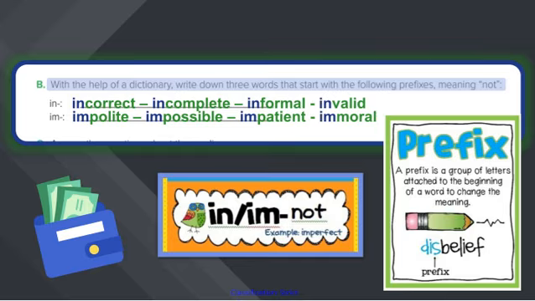Moving to the next set, we have incorrect, incomplete, informal, and invalid. Here, the prefix in also indicates a negation or something that is not quite right. Incorrect means not correct. Incomplete means not finished or lacking some parts. Informal suggests a casual or relaxed style that isn't formal. And invalid means not valid or legally acceptable.